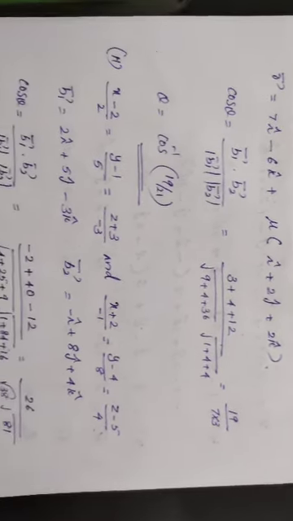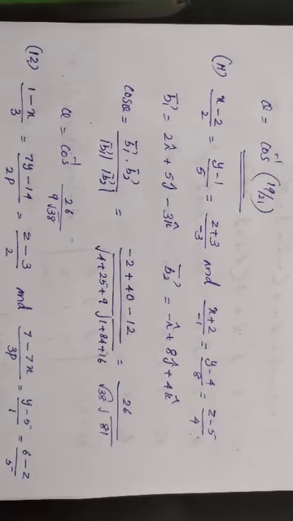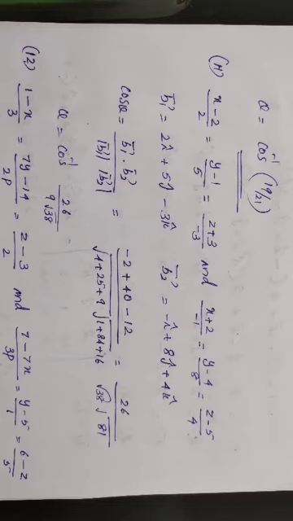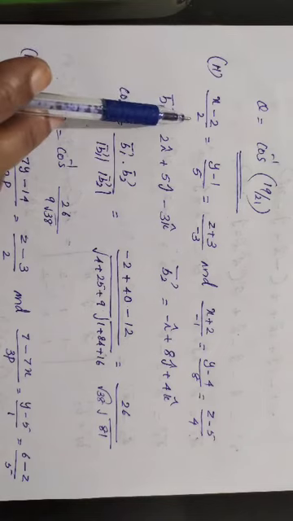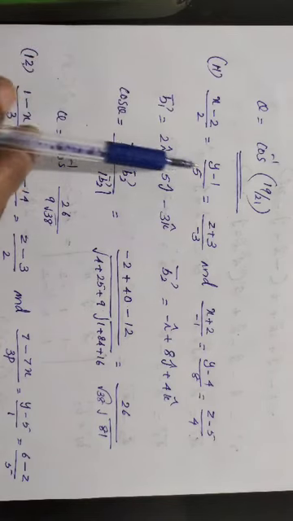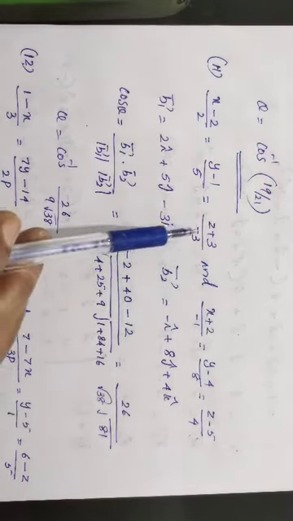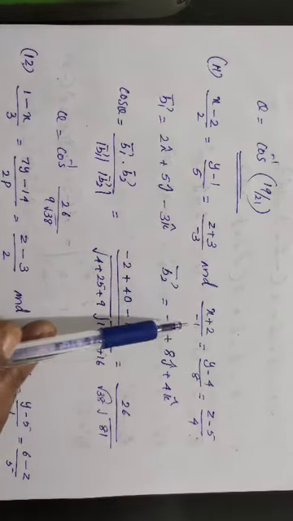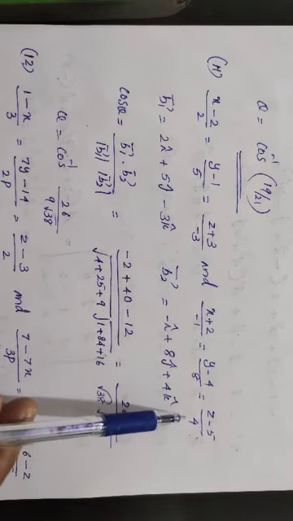In the next question, question number 11, the same question: find the angle between the lines, but the lines are given in Cartesian form. In question number 10, the lines were in vector form, and here the lines are given in Cartesian form. See, (x minus 2) by 2 equals (y minus 1) by 5 equals (z plus 3) by minus 3, and the second line is (x plus 2) by minus 1 equals (y minus 4) by 8 equals (z minus 5) by 4.